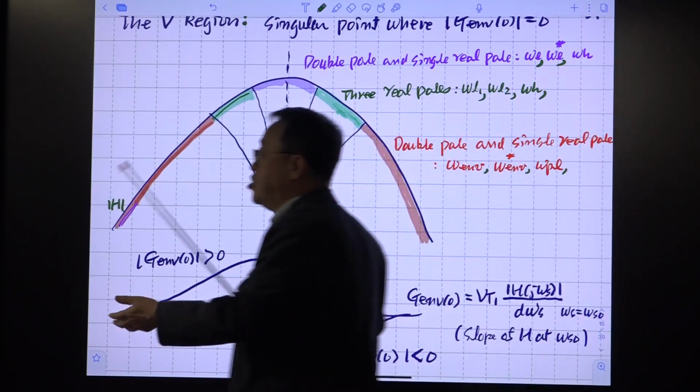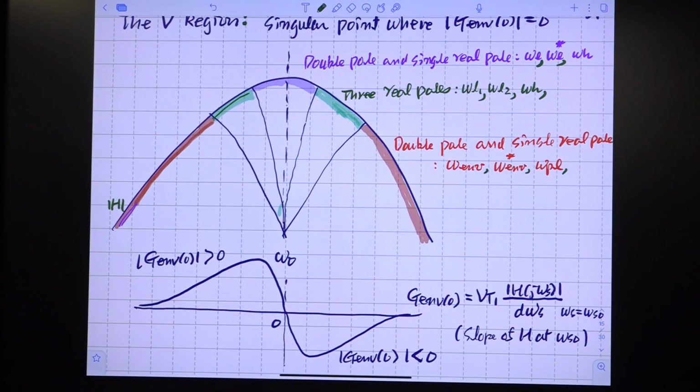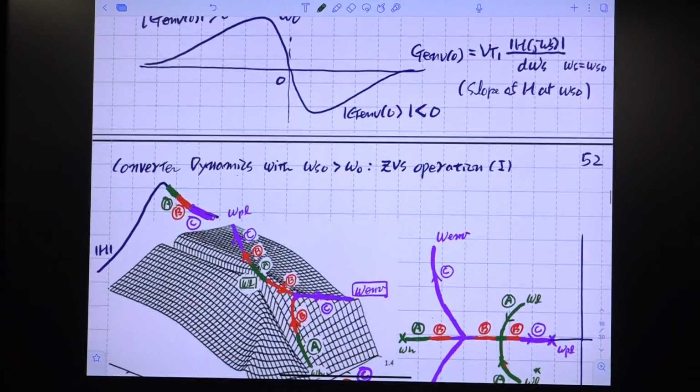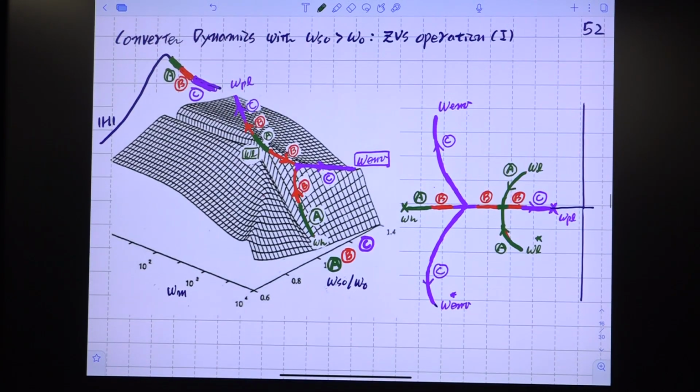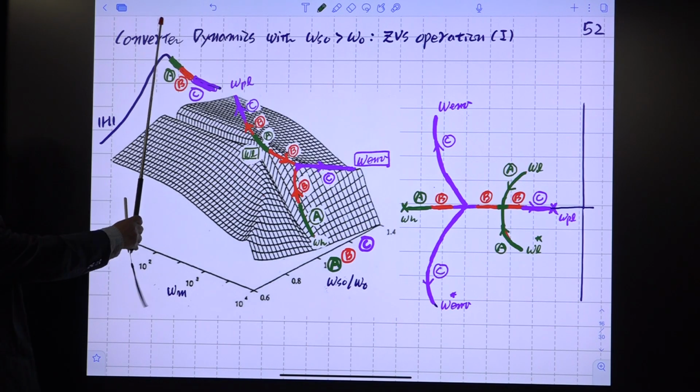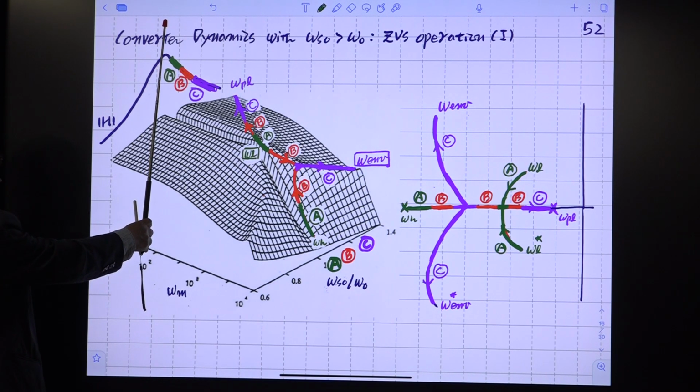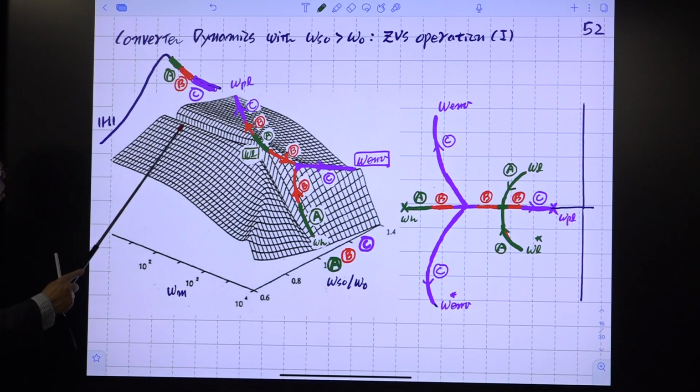So by combining all of these, I have another plot. This plot is very good. Okay? Just take a look at this. This is the H curve, the transfer function, the transfer gain of the tank resonance circuit. This is the center. This is the resonant frequency. So your switching frequency is at this point, you have this gorge. Okay? You have a very big dip.